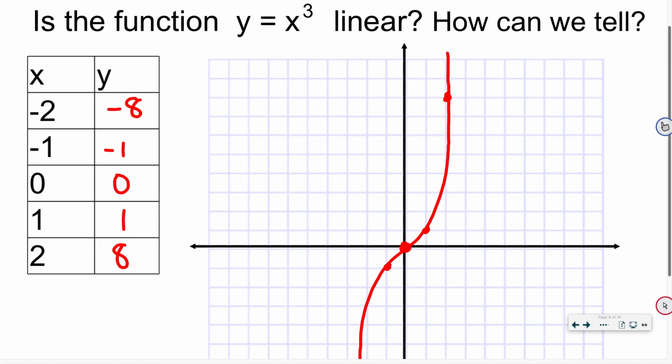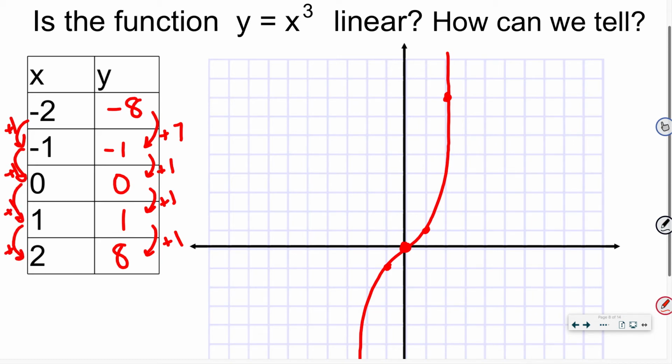Is that a function? No. Yes. Why is that a function? Because every input has one output. Because every x value still gives me one y value. Is that linear? No. You can tell by the graph. You can also tell in the table. Because look at this growth. I'm going up by 7, I'm going up by 1, I'm going up by 1, I'm going up by 7, every time my x value increases by 1.